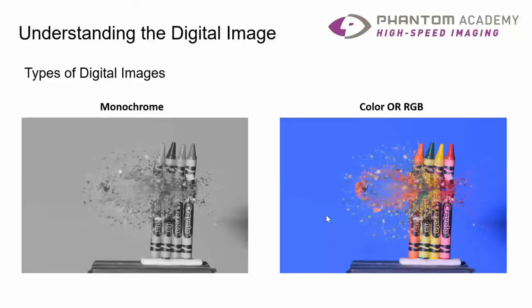Now, for the most part, when you're working with a Phantom camera, a pixel link camera, you have two types of images in general. You could have a monochrome image, or you could have a color image. A monochrome image just has grayscale values, with the lowest number being black, the highest number being white, and then a bunch of mid-scale grayscale values. A color image on the right is a little bit more complicated, and we're going to explain why in the coming slides.